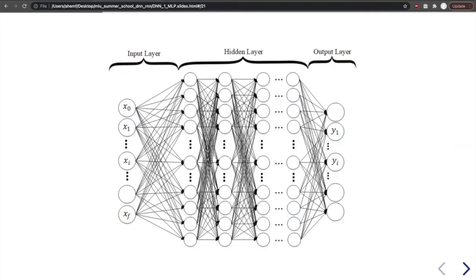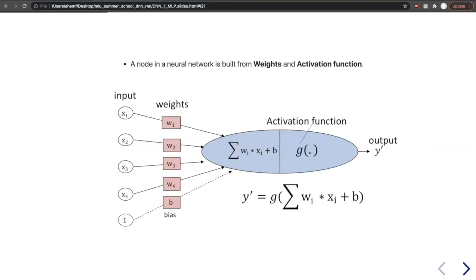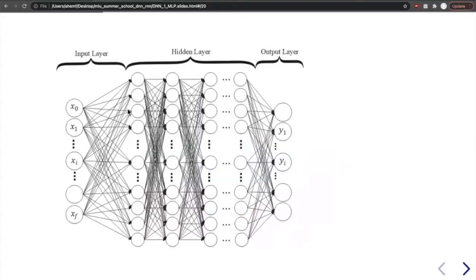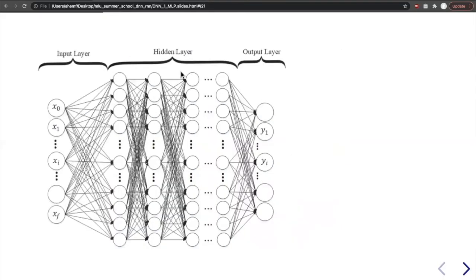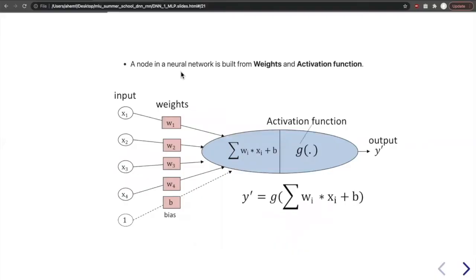Now, how does a single perceptron work? This is a single perceptron here. Each node in the previous slide is a single perceptron, so we are enlarging one node here and looking at it completely enlarged. Each perceptron basically takes in multiple inputs, right?